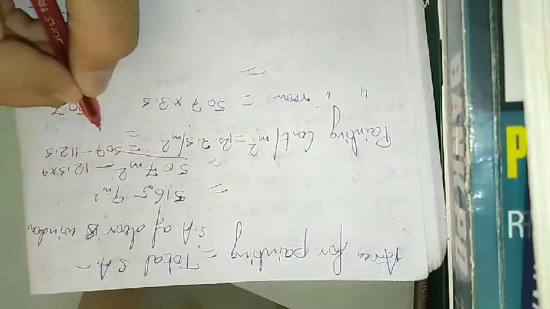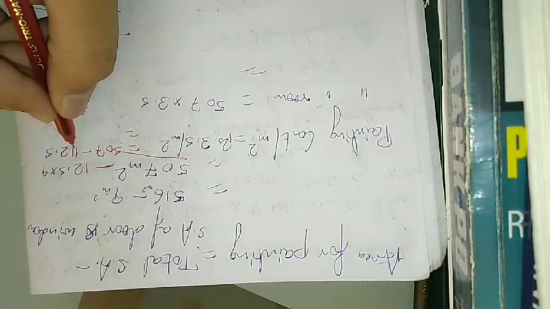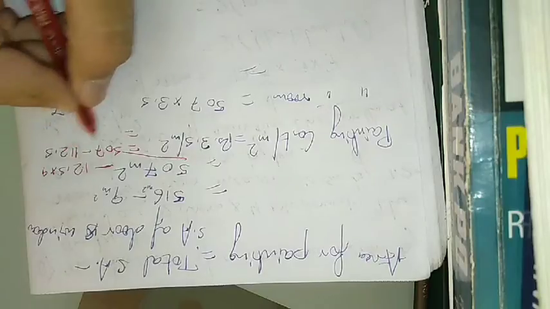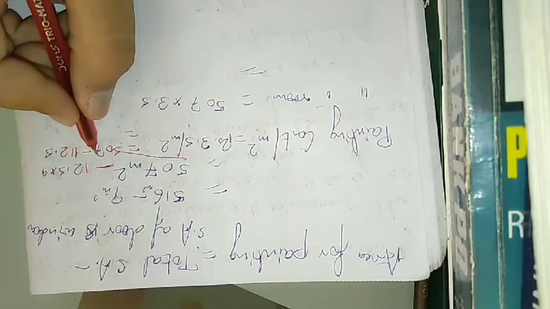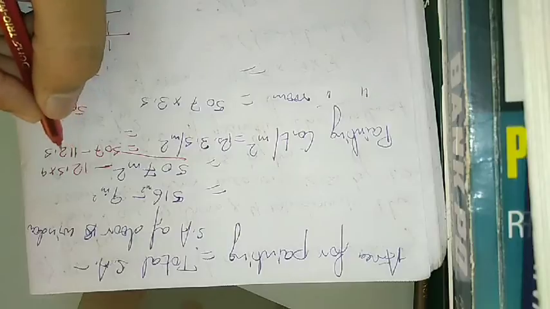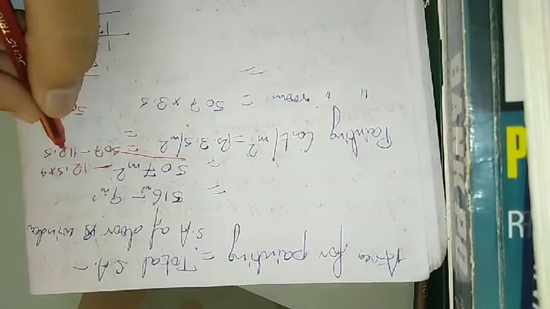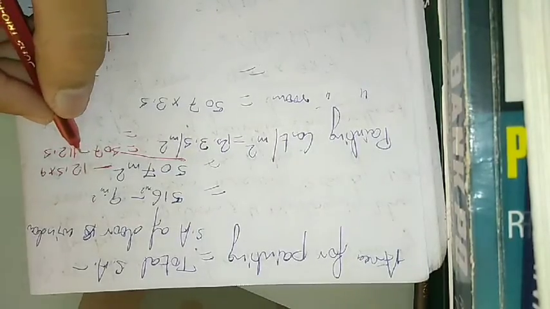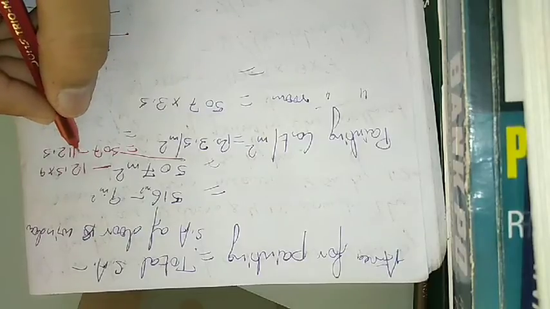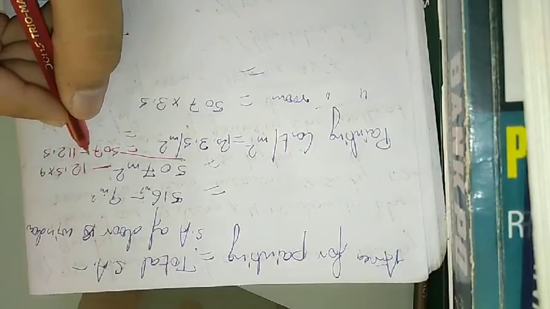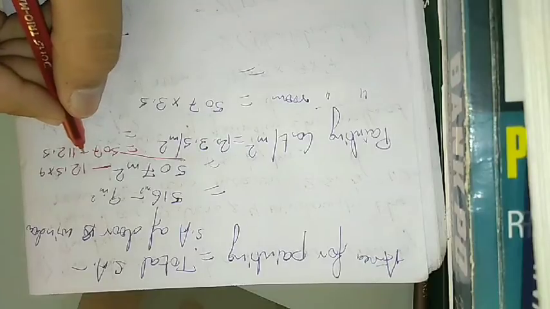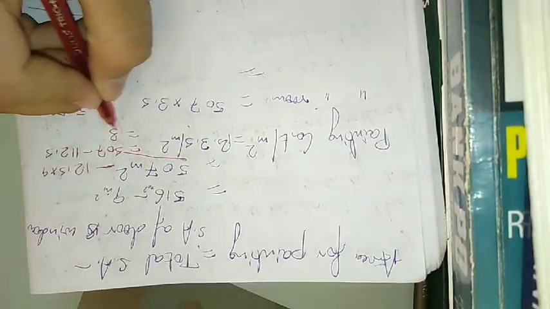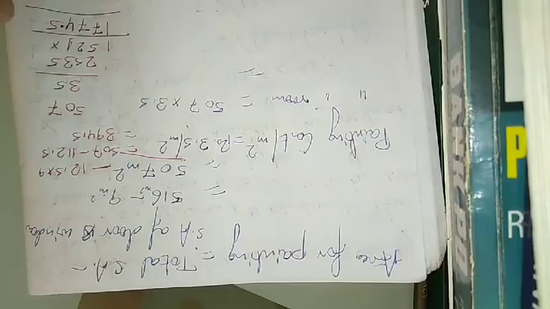So 507 minus 112.5. Okay, so what is the value? 500 minus 100 gives you 400. 400, and this 7 is there, this 12 is there, right? So from 12.5 you remove 7, you get 5.5. So for 400 you remove 5, 395. From 395 you remove 0.5, 394.5.